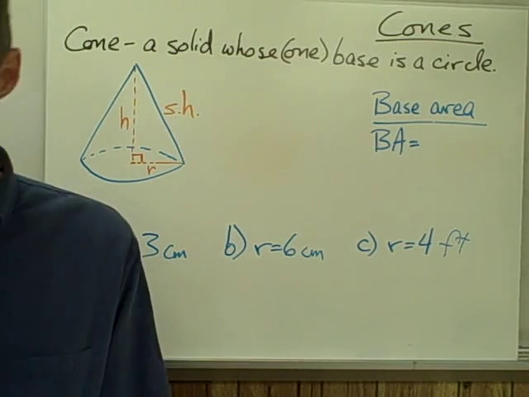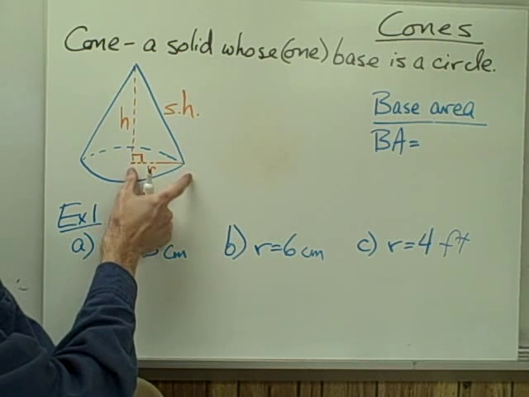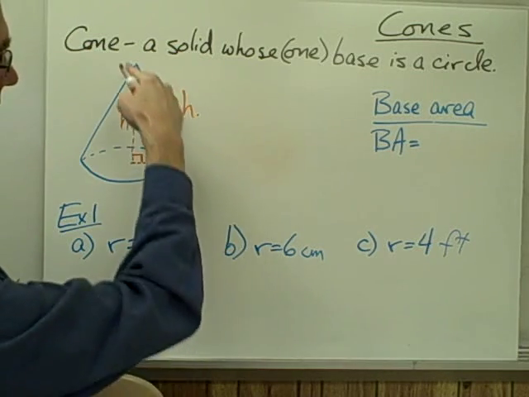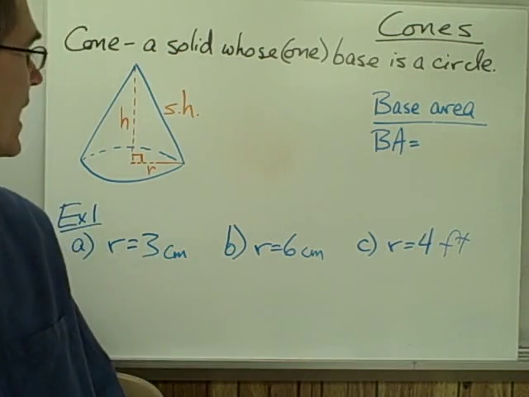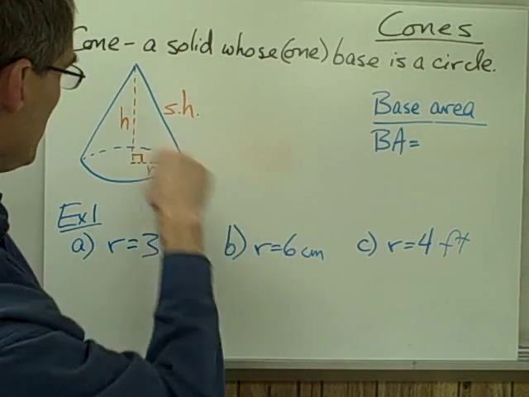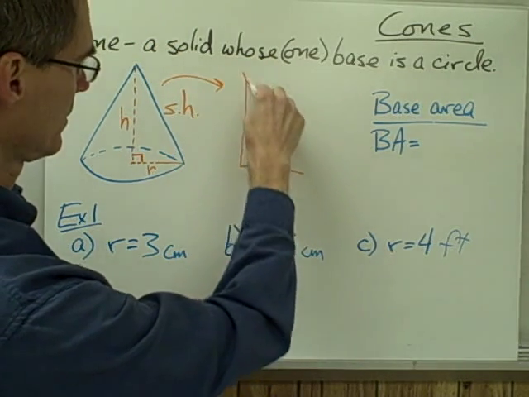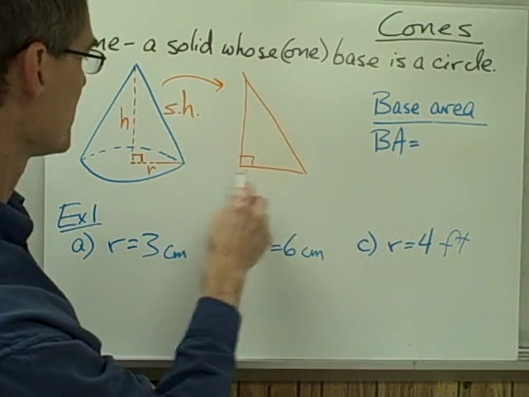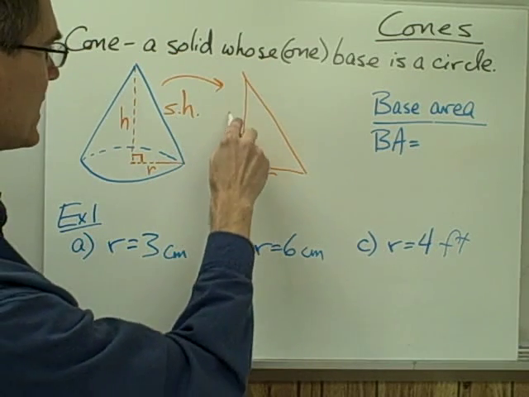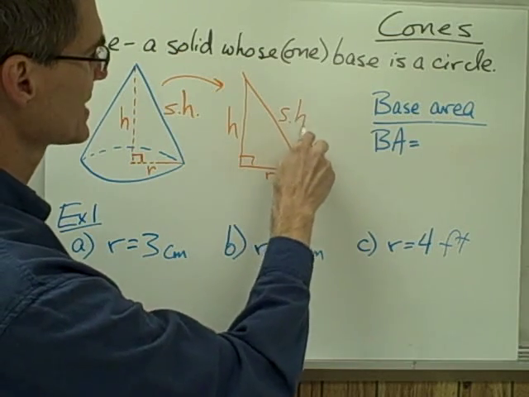And notice the dimensions of a cone, which I've got shown here: the radius of the cone, the height of the cone, and the slant height, similar to the radius, the height, and the slant height that we've seen in other solids. And if you break this orange triangle out by itself, you can see you've got a right triangle where this leg is the radius, this leg is the height of the cone, and the hypotenuse is the slant height.